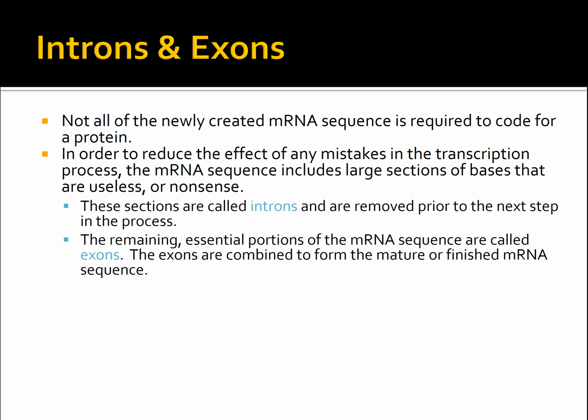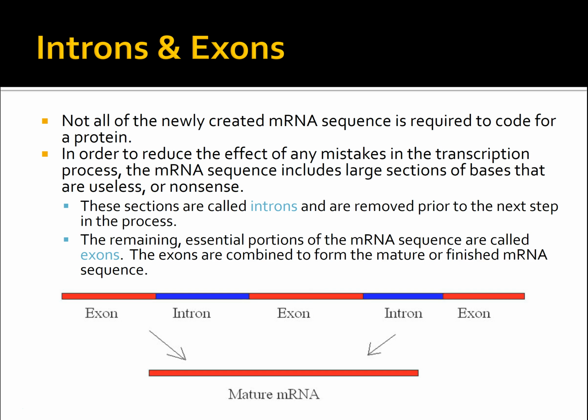These sections that are nonsense are called introns and are removed prior to the next step in the process. The remaining essential portions of the mRNA sequence are called exons. The exons are combined to form the mature or finished mRNA sequence. So you can see here we've got an exon sequence, we have an intron sequence. They're not always the same length, but in this picture they happen to be. And we have another exon, another intron, and another exon. Those introns are going to be removed, spliced out of that mRNA, and then you have the completed, mature mRNA made from the exons.